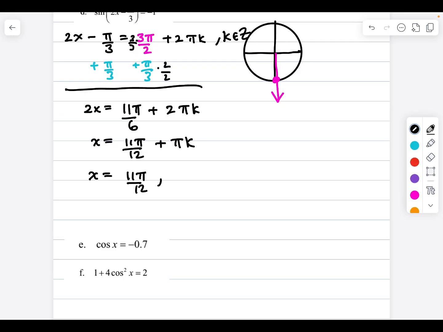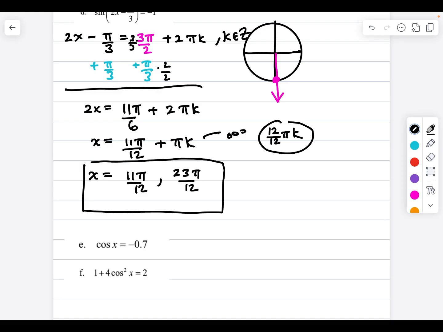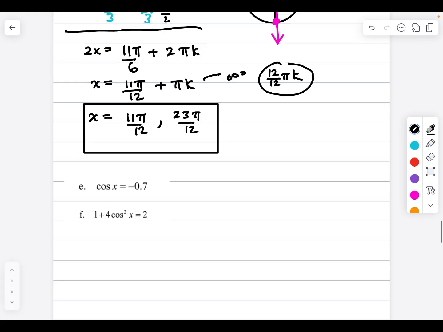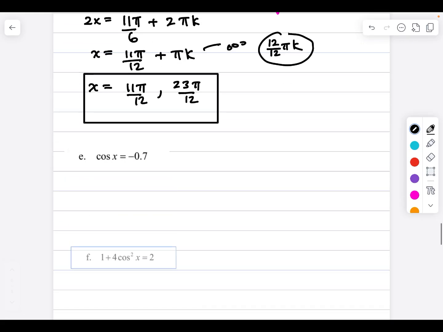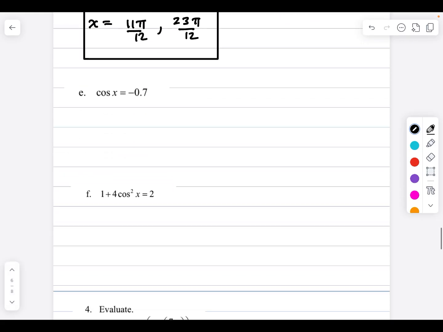When k is 1, here's what I'm thinking. 12 twelfths pi is the same thing as 1 pi. So when k is 1, I have to add 11 pi over 12 plus 12 twelfths pi, which is 23 pi over 12. That's just shy of 2 pi. It's not quite 2 pi, which is great because we need answers between 0 and 2 pi. All right.